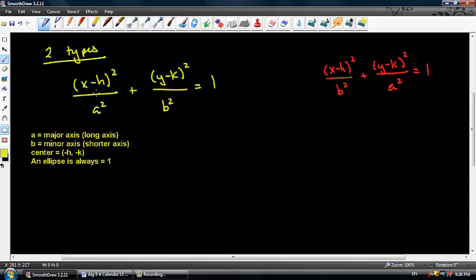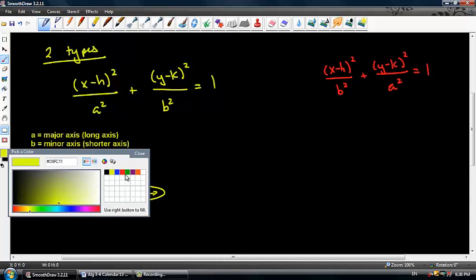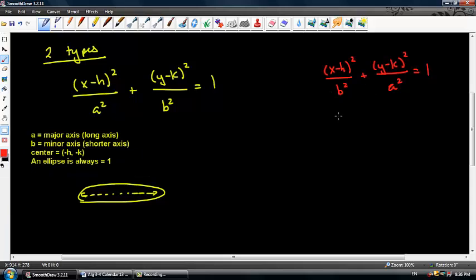If I had to draw a rough sketch of the yellow ellipse here, where a squared, the major axis, is underneath the x, what that means is that my ellipse is going to be longer than it is tall, because my major axis is longer and my major axis is under x. So therefore, it's going to be stretched horizontally. On the second ellipse, notice how my major axis is underneath y? That would make sense then if the ellipse was taller than it was wide.